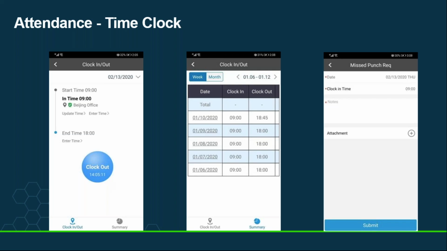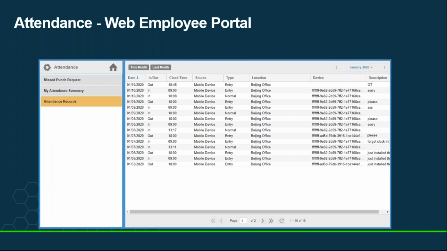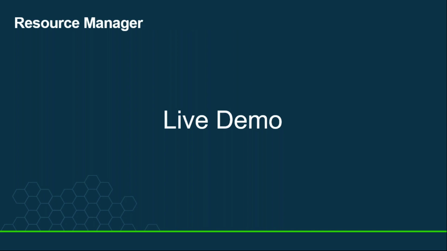And if there was a missed punch in or punch out, that would send a requisition to their manager to approve the fact that they were actually working that day, but they just forgot to submit or clock in. The attendance portal, as part of the ESS portal, will give you a summary listing of their attendance in and out of jobs from the mobile device and record all the information, including description information, if they're recording that as part of their punch in and punch out.